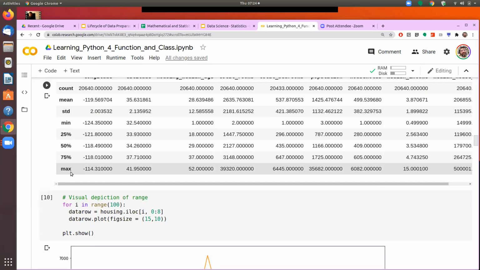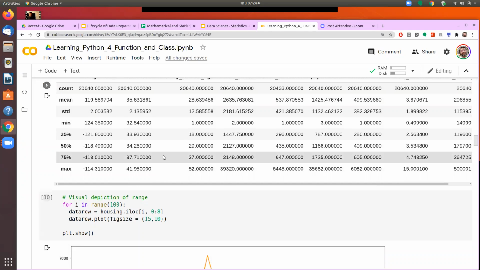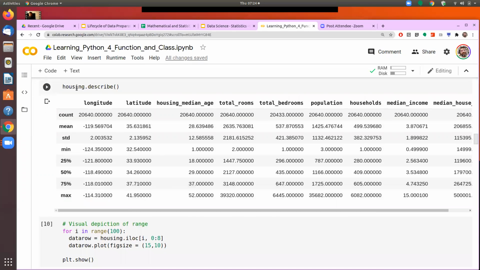So the max value is given to you when we call the describe function on the data frame. Then we get the max and the min. Max minus min is the range in which the events have happened, or in which the data is available.